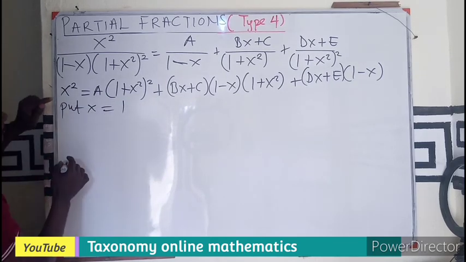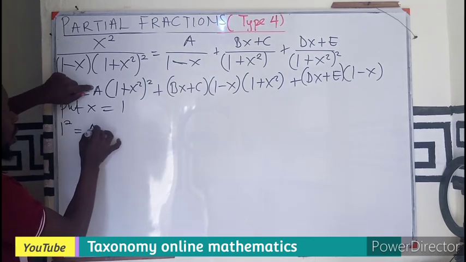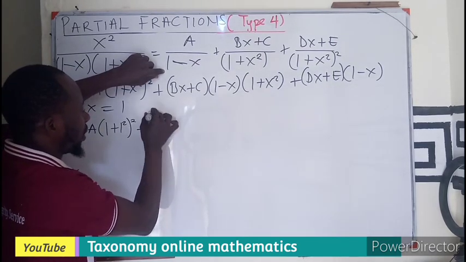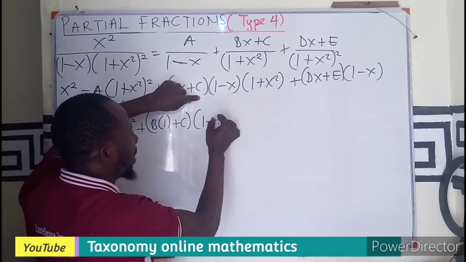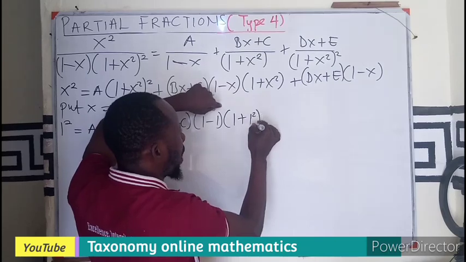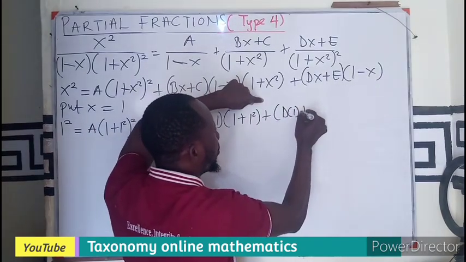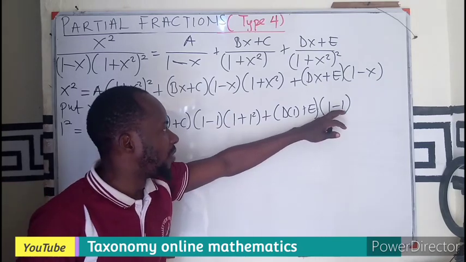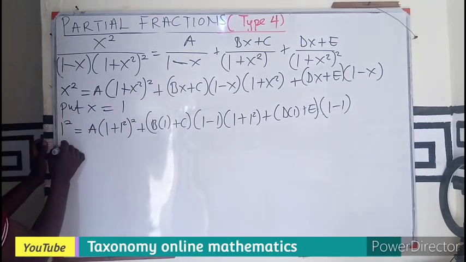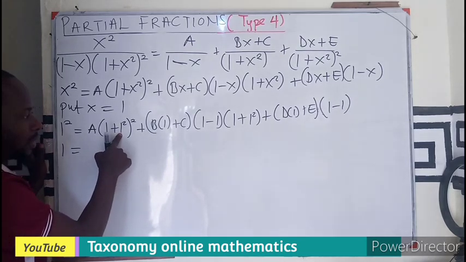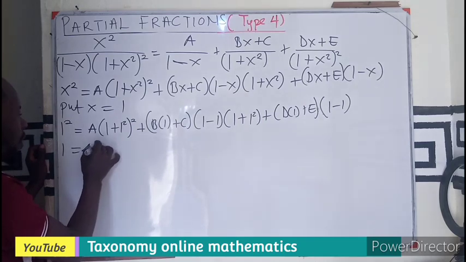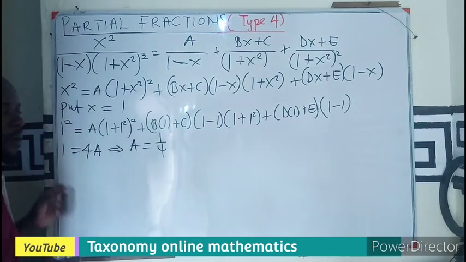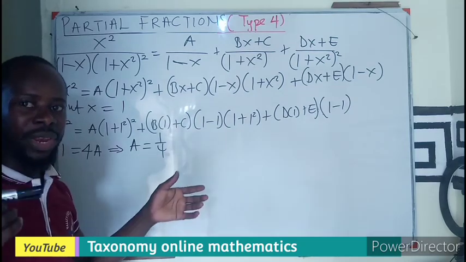Put x equals 1, meaning 1 squared equals A times 1 plus 1 squared all squared, plus B times 1 plus C times 1 minus 1 times 1 plus 1 squared, plus D times 1 plus E times 1 minus 1. But we are aware that this is going to be 0, so everything goes. This will be 0, so everything goes. So 1 equals A times 1 squared, 1 plus 1 is 2, 2 squared is 4. So we are looking for A. So that implies that A is going to be 1 over 4.